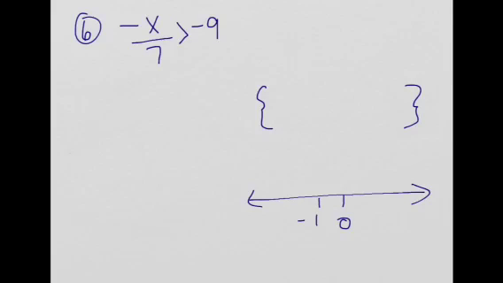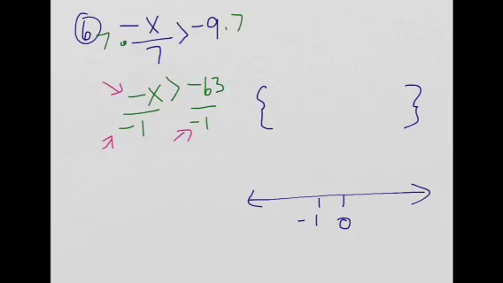Final one. Okay, is the variable on the left? Yes, it is. So now we're going to do the opposite operation. This is division. So we're going to multiply by 7, multiply by 7. This is going to be negative x is greater than negative 63. Now, we need to divide by negative 1, divide by negative 1. Again, we see our minus men appear, which tells us that we are going to be flipping the inequality sign to the other direction. So this is going to be x is less than, and negative 63 divided by negative 1 is going to give us a positive 63.